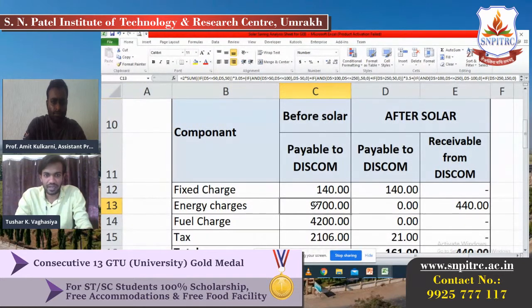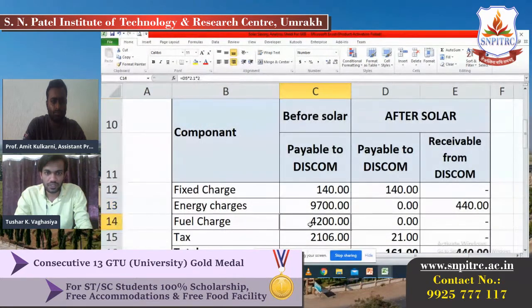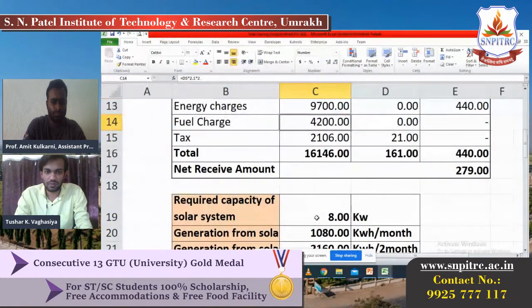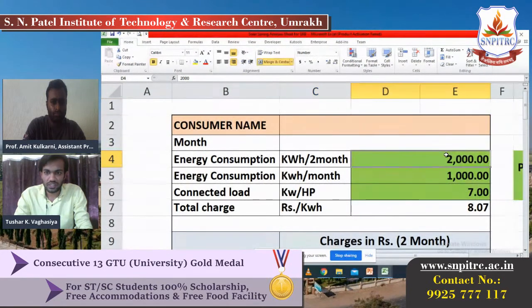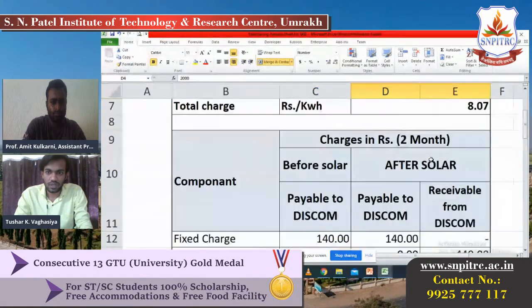So you can check your electricity bill, and once you read it, you can design for your home how many units are required for your residential solar. Energy charges are also there. Then there are fuel charges, because you are taking the power from the grid. And some taxes are also there, 15% of these total charges, and the total electricity bill is 16,146, right?